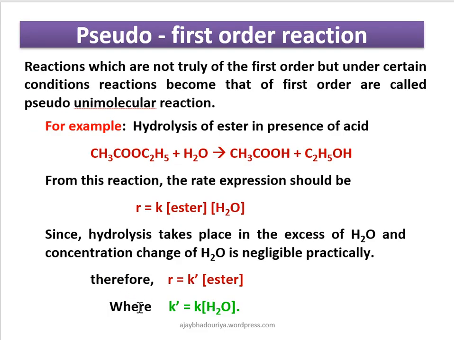So in this reaction, the rate of reaction is first order. It means it is not truly first order, but it behaves like a first order reaction. So it is called the pseudo first order reaction.